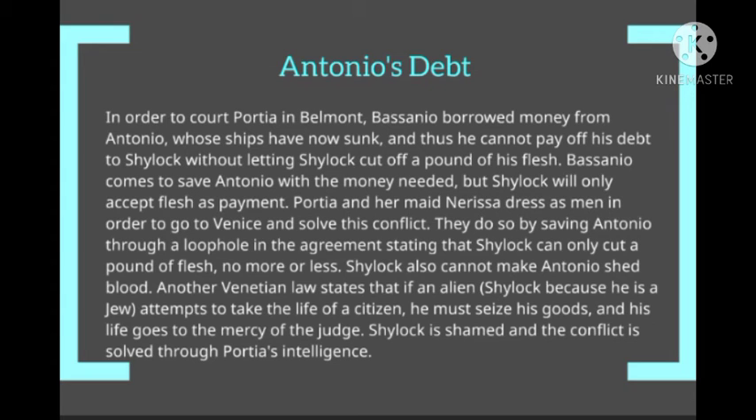Portia and her maid Nerissa dress as men in order to go to Venice and solve this conflict. They do so by saving Antonio through a loophole in the agreement, stating that Shylock can only cut a pound of flesh, no more or less. Shylock also cannot make Antonio shed blood. Another Venetian law states that if an alien attempts to take the life of a citizen, he must seize his goods, and his life goes to the mercy of the judge. Shylock is shamed and the conflict is solved through Portia's intelligence.